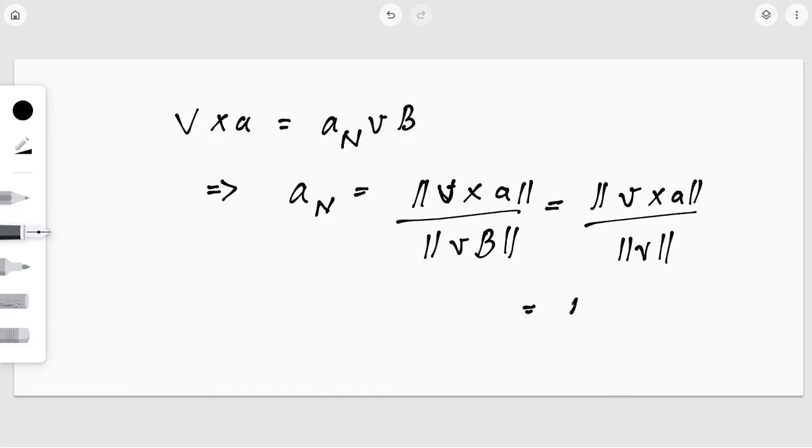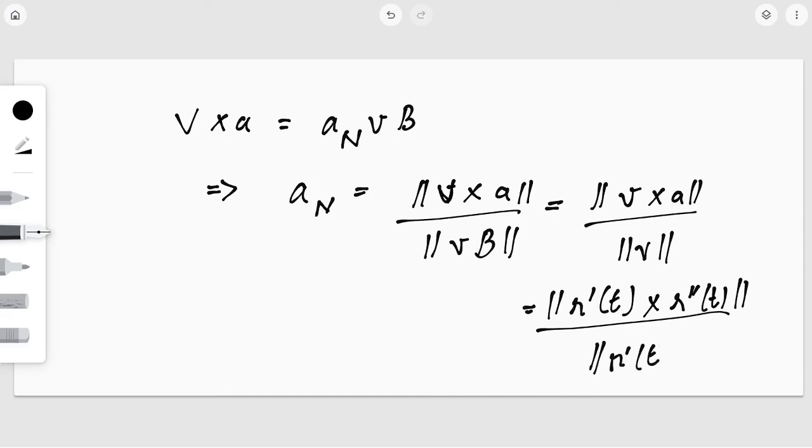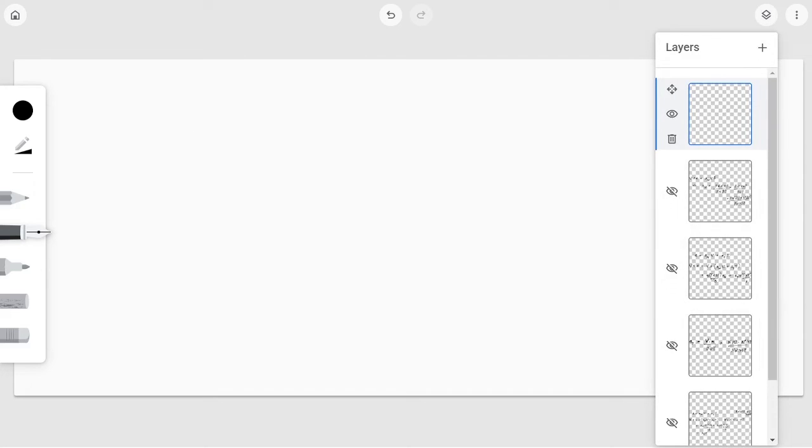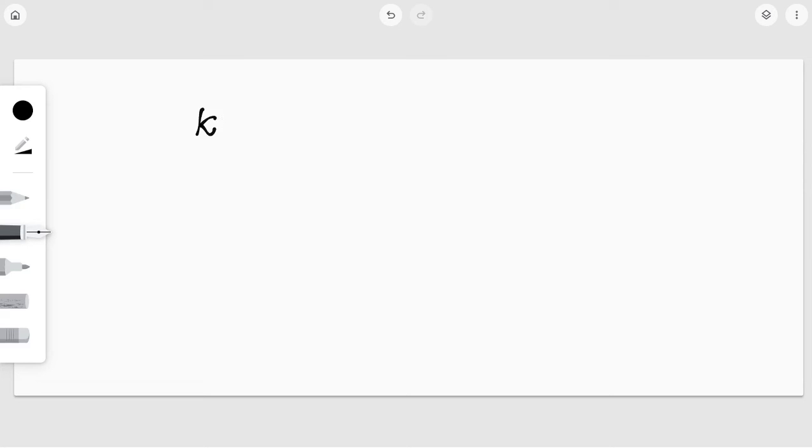So this is none other than r dash of t cross r double dash of t, whole divided by magnitude of r dash of t. So we have defined both a of t and a of n in terms of r of t and r dash of t. Now let's go to kappa of t, that is the curvature.